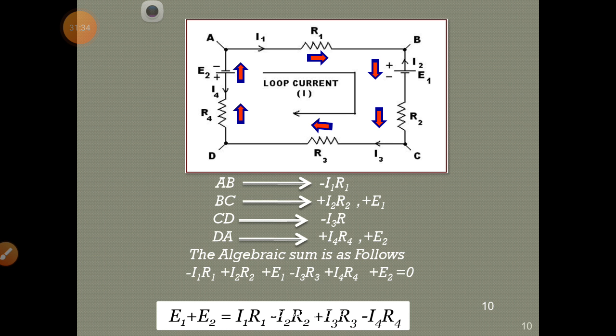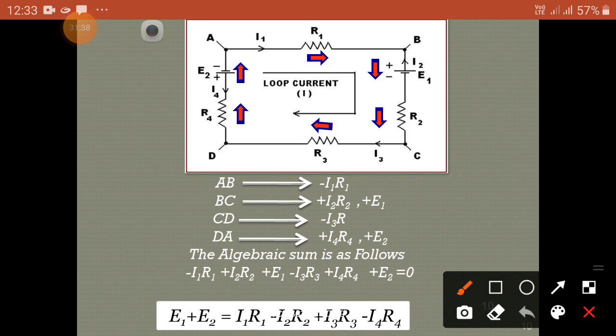Now you can see it. From A to B, here from terminal A to terminal B, it is minus I1 R1, since both are in the same direction. In B to C, there are two elements, one active element and another passive element. Here both are in opposite directions: the loop direction is this way, but the current is flowing this way. Both are taken as positive values.